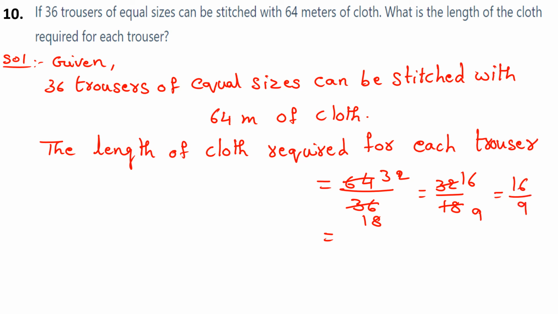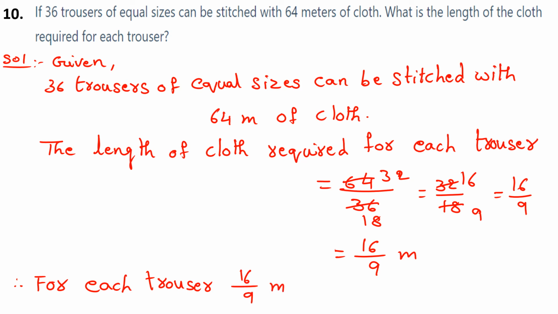So 16 by 9 meters. Okay. So therefore for each trouser, 16 by 9 meters of cloth required. So that is the answer, children, for this. So we neatly cancel that, and we get 16 by 9 meters of cloth required.